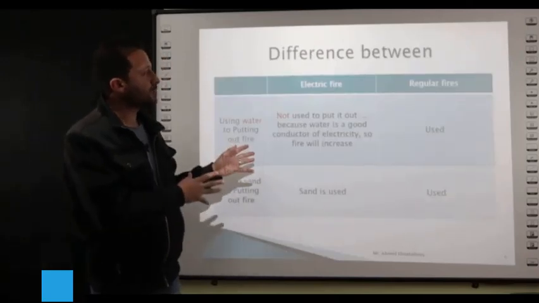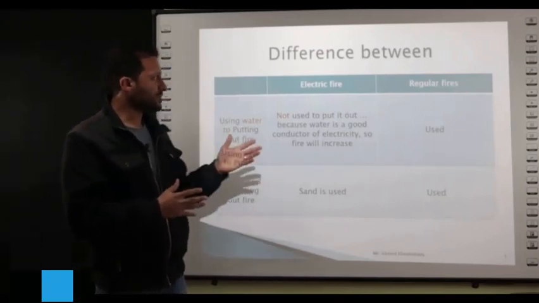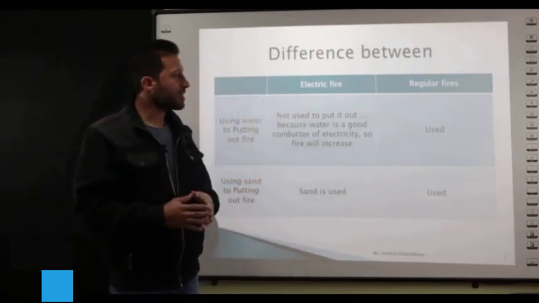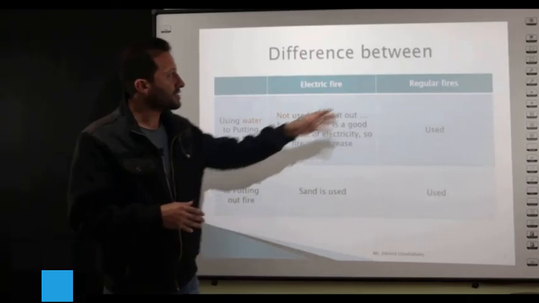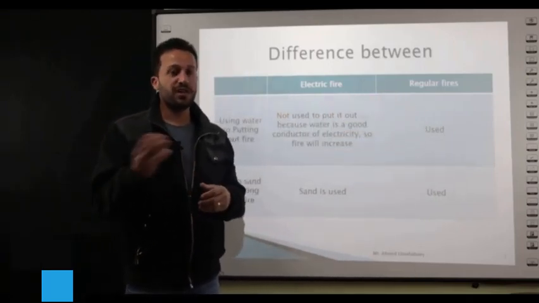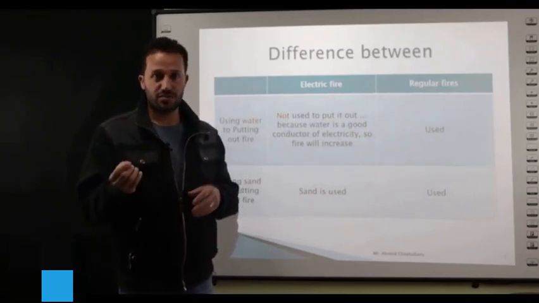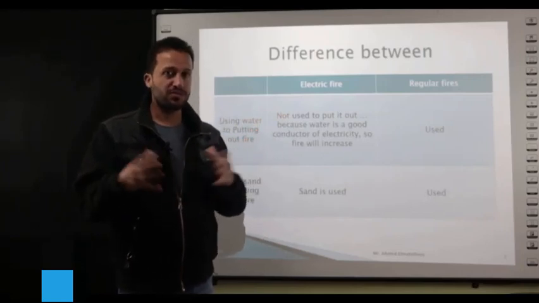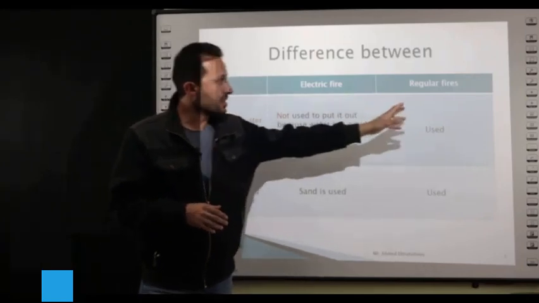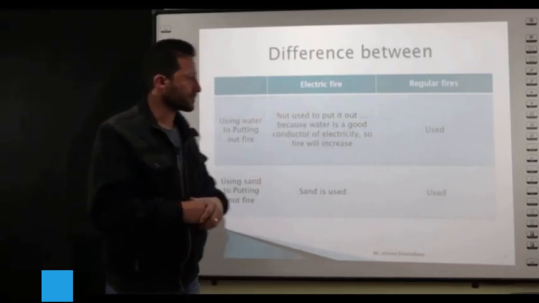Now, this is a comparison between electric fires and regular fires according to some points. First of all, electric fires, as we say, are caused by electric energy, direct or indirect. But regular fires are like the fires caused by flammable materials, like petrol fire and matches. Leaving a burning match may burn the room, or oil lamps. So these are the causes of regular fires. But electric fires, as we say, are caused by electric energy.